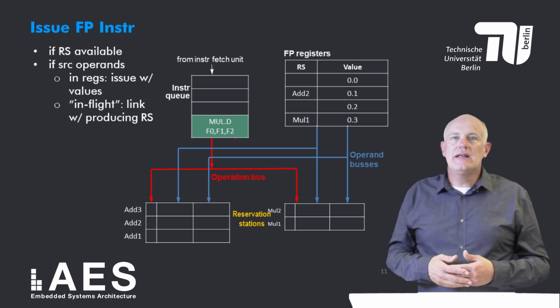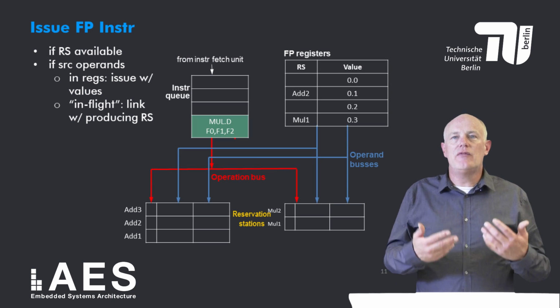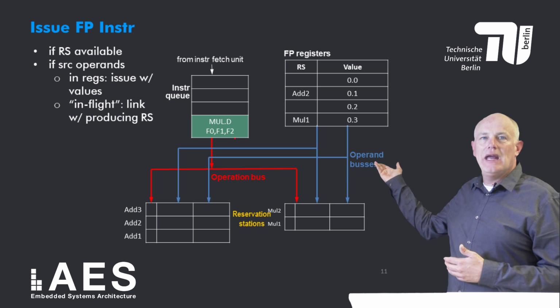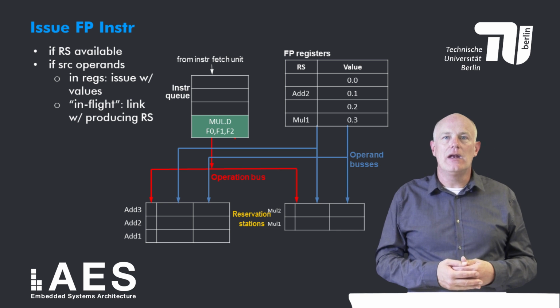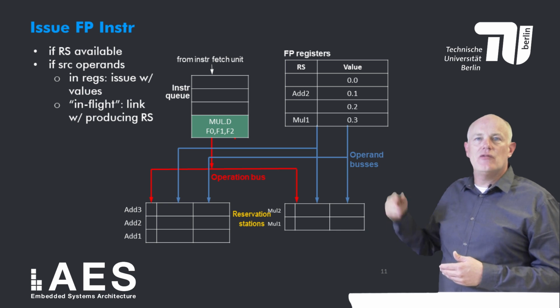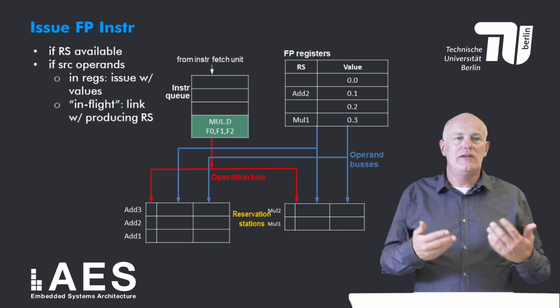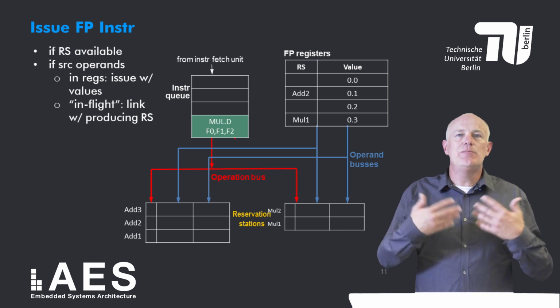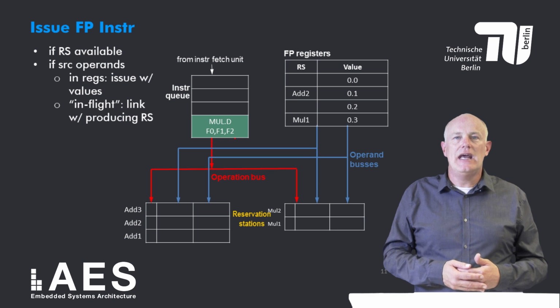Suppose now that the instruction multiply double F0, F1, F2 is at the head of the instruction queue and should be issued, as highlighted here in green. The register file shows that register F2 is available and contains the value 0.2. Register F1, on the other hand, is being produced by reservation station add2.